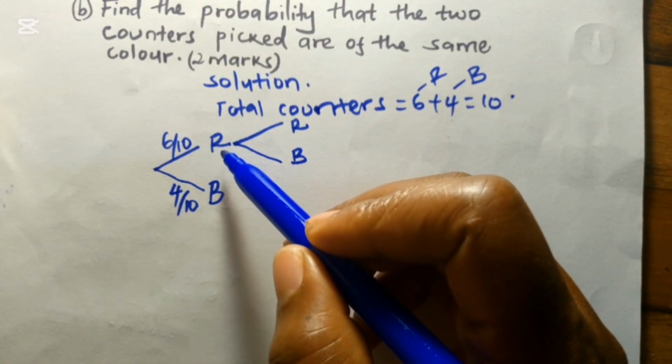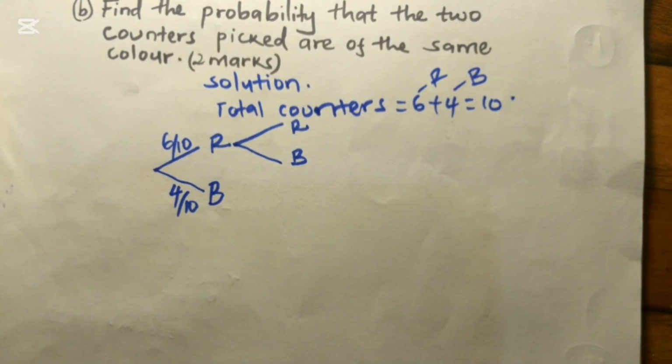So remember, in the first case, a red marble is picked. So the number of red, why am I talking about marbles? We are used to marbles. In this question, it's about counters.